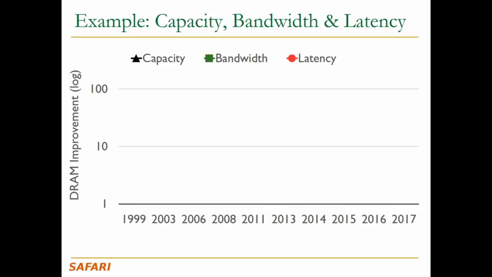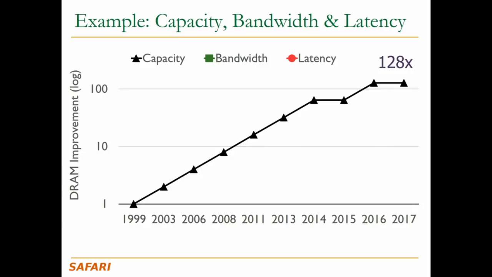And let's take a look at the history of DRAM in the last 18 years in terms of how much capacity, bandwidth, and latency has improved. This has been always a capacity-focused business. And if you look at this, capacity has improved by more than 100x in the last 18 years. And you can see that in the last few years, the trend is not exponential. It's actually staggering a little bit. So we're having difficulties in DRAM scaling. This is an evidence of that. I'll give you more evidence in this talk.